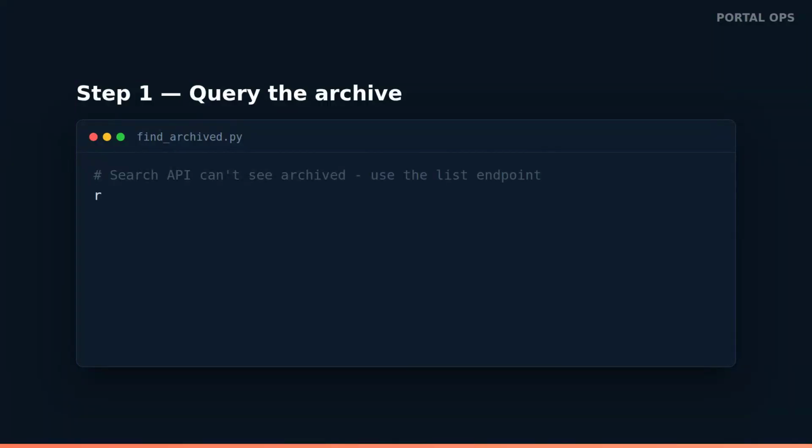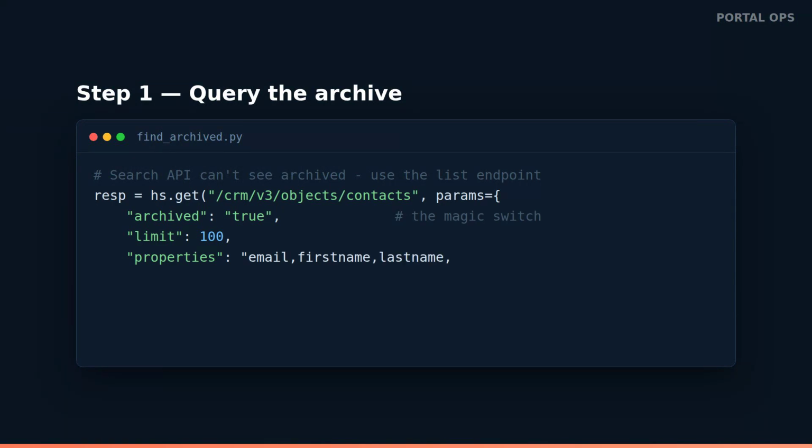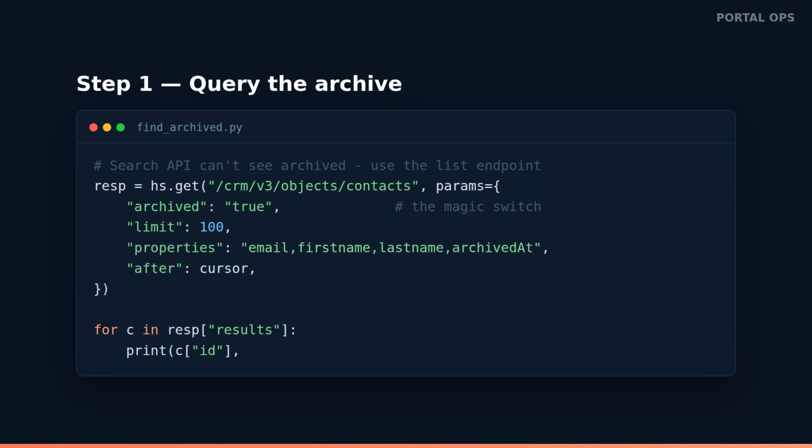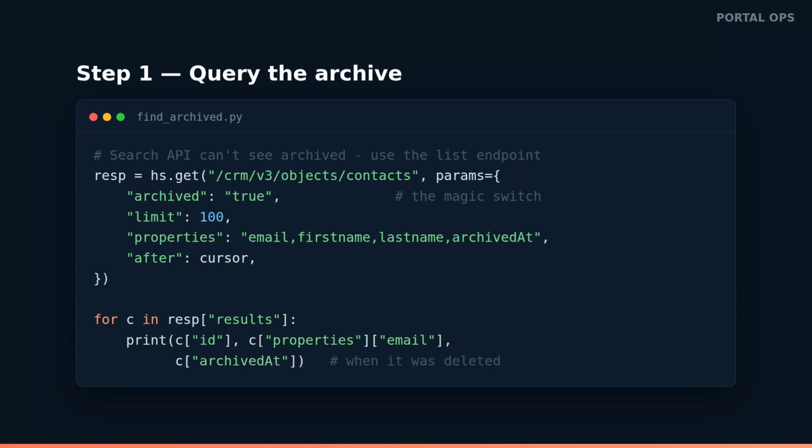Step 1. Query the archive. Since the search API is off the table, you paginate the plain list endpoint with archived equals true. Every record comes back with an archived at timestamp, the moment it was deleted. That timestamp is your best friend for the next step, because a portal's recycle bin accumulates years of legitimate deletions, and you only want to restore Friday's accident. Not every contact anyone has ever cleaned up on purpose.